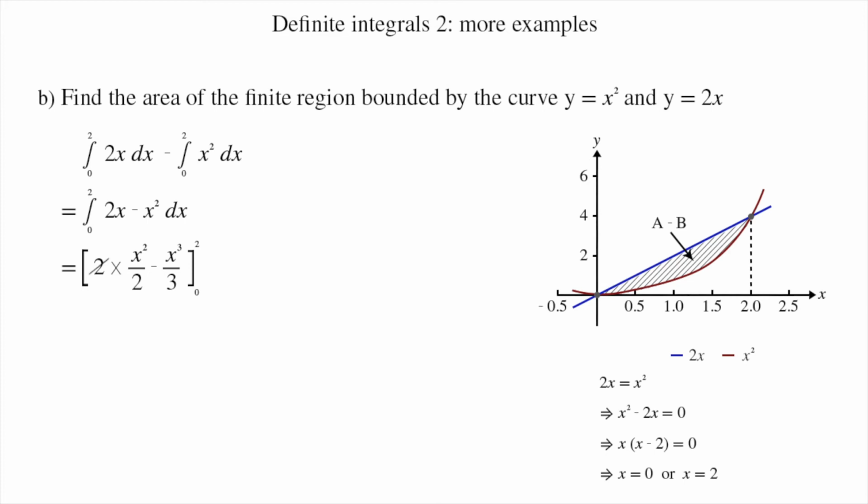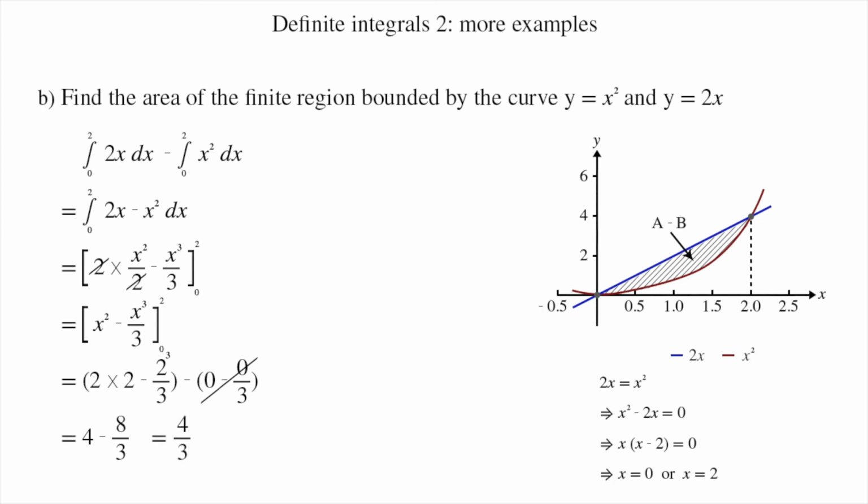Here we have a factor of 2 cancelling, to give just x squared minus x cubed over 3 between 0 and 2, which is 2 times 2 minus 2 cubed over 3, subtract 0 minus 0 over 3, which is just 0. So we end up with 4 minus 8/3, which is equal to 4/3. So the area of the shaded region is 4/3.